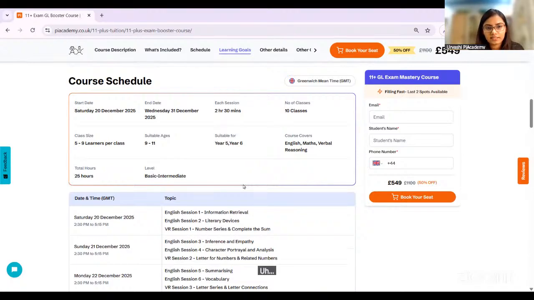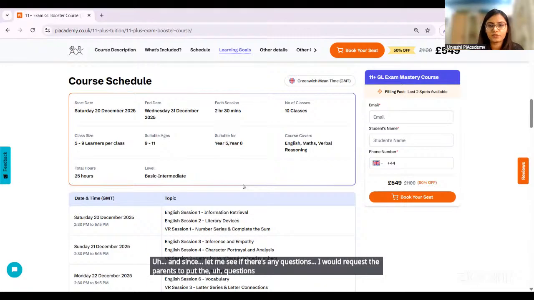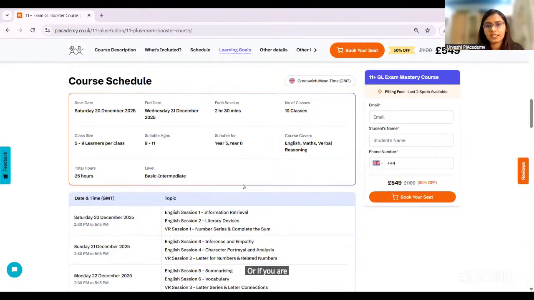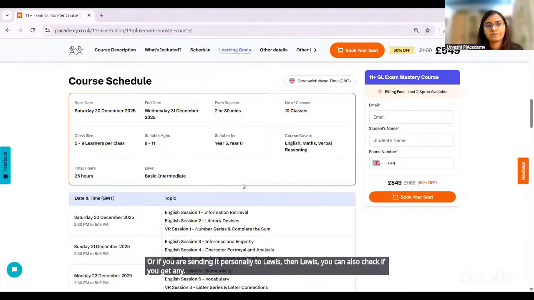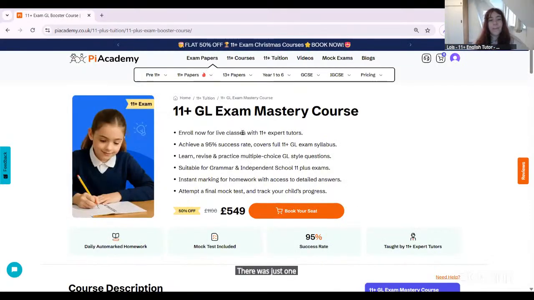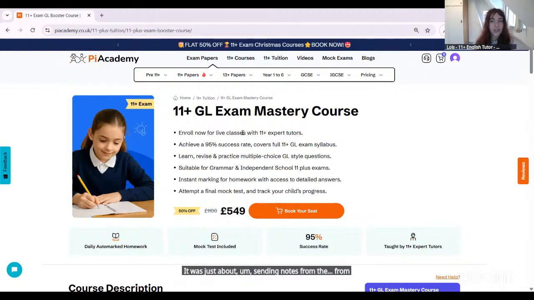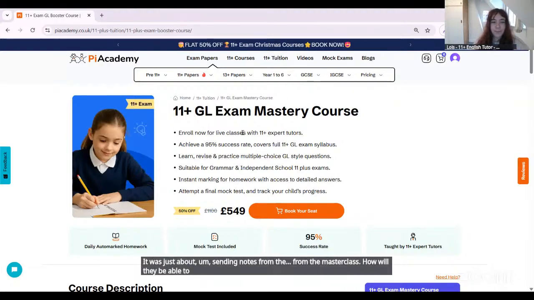And let me see if there are any questions. I would request the parents to put the questions in the chat box so we can take them up one by one. Or if you are sending it personally to Lewis, then Lewis, you can also check if you get any. Yeah, there was just one question. Oh, sorry, please go on. It was just about sending notes from the masterclass. How will they be able to access them?